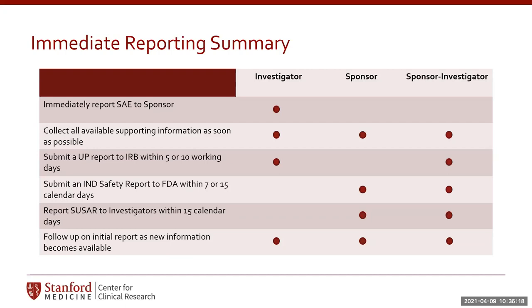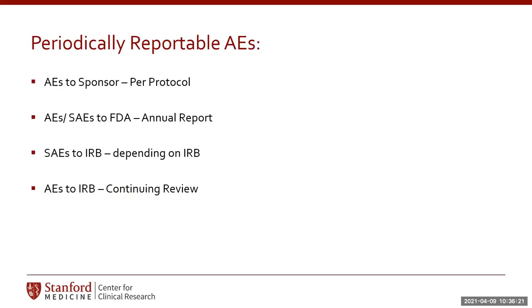Next slide. Periodically reportable adverse events. Adverse events to the sponsor would be per protocol. AEs and SAEs to FDA: in the annual report, you would submit a narrative or tabular summary showing the most frequent and most serious adverse events experienced by body system. So that would cover that. SAEs to IRB, I already shared. Most would just want to see it in continuing review, but again, some would want it promptly reported. And AEs to IRB in continuing review as well.